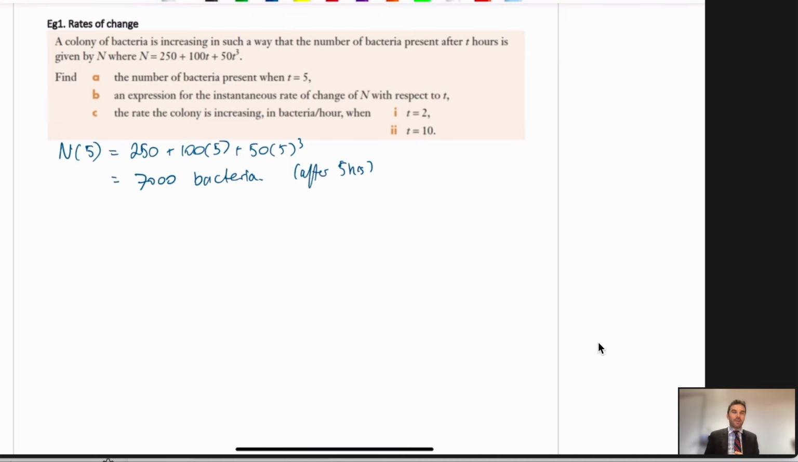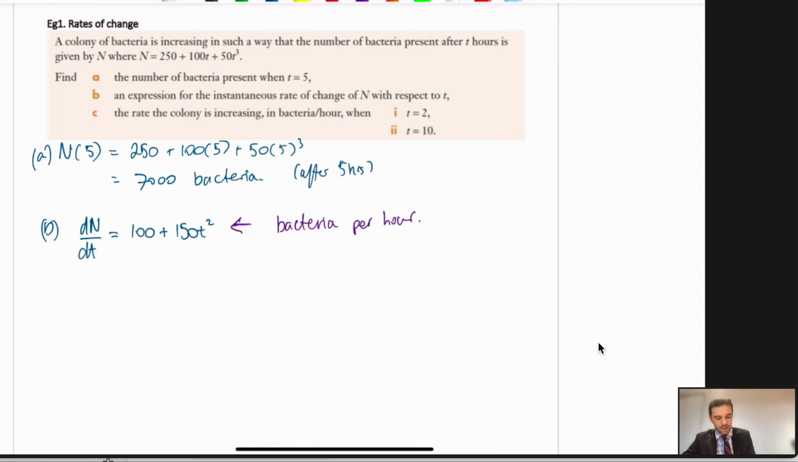Now, this isn't really giving us a picture of how the bacteria population is changing, it's just saying how many there are at a point in time. So if we want to find that, we would need to find an expression for the instantaneous rate of change, which means dn by dt. So this is the number of bacteria per hour. That's what that function's saying. Let's differentiate: 100 plus 150t squared. And there we go, we found an expression there. And so this expression is saying the number of bacteria per hour.